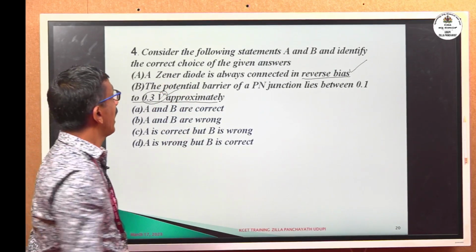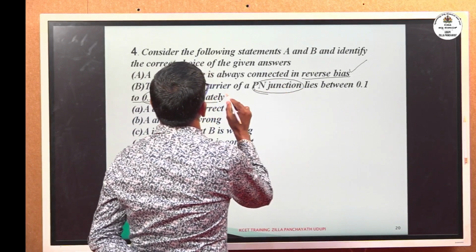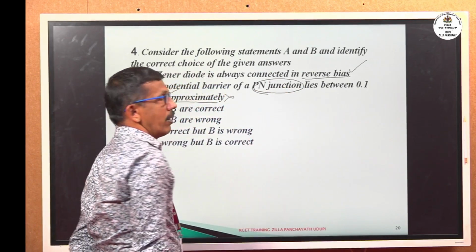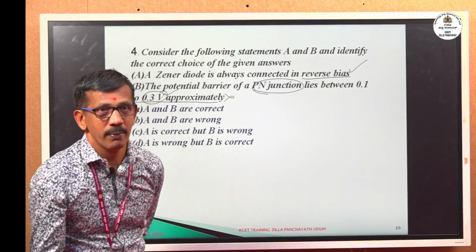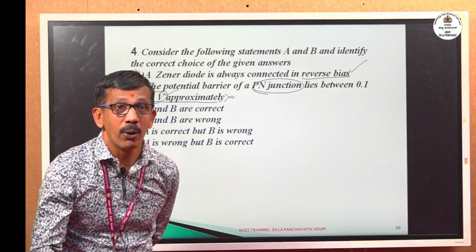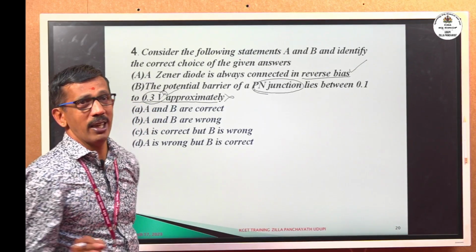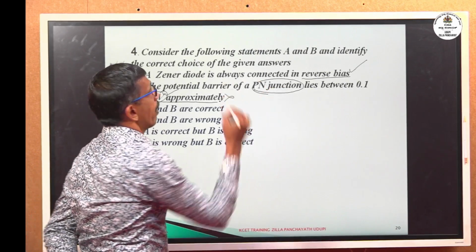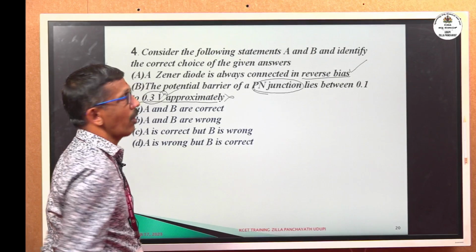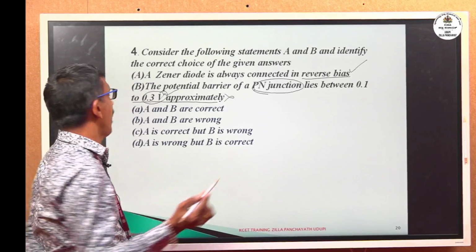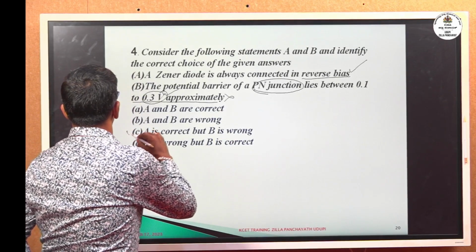As they didn't give which type the PN junction is, the given statement is wrong. For germanium diode, potential barrier is 0.3 volt. For silicon diode, potential barrier is 0.7 volt. Here, they didn't mention the type of the semiconductor diode. So, the second statement is wrong. First statement A is right, B is wrong. So, option C is the right answer.